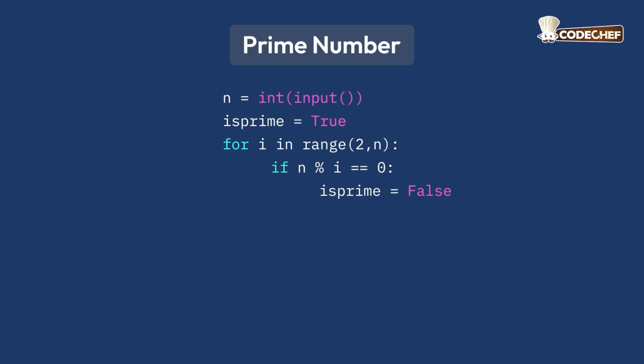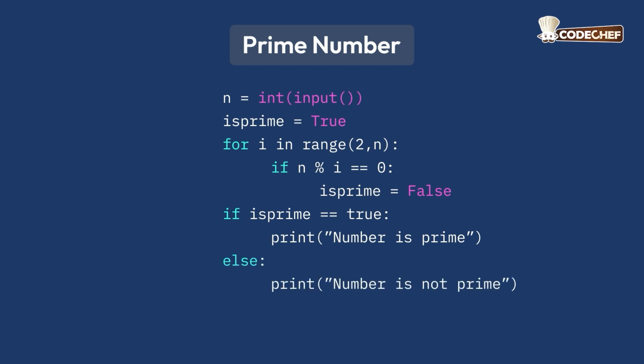Now, once the loop is complete, we use the if condition to check if is prime is true. Then we print number is prime. Else, we print number is not prime. So let's analyze what happens when we take 5 as our number.